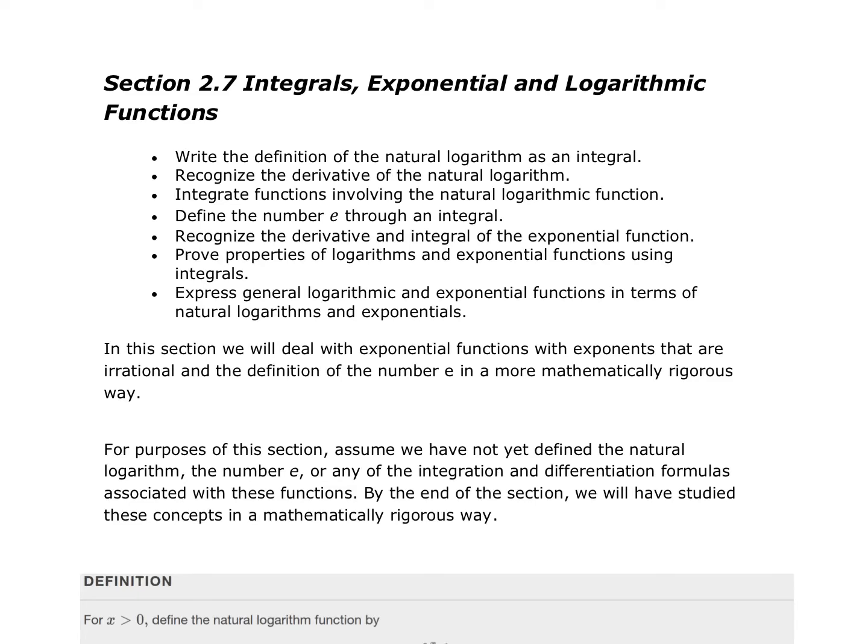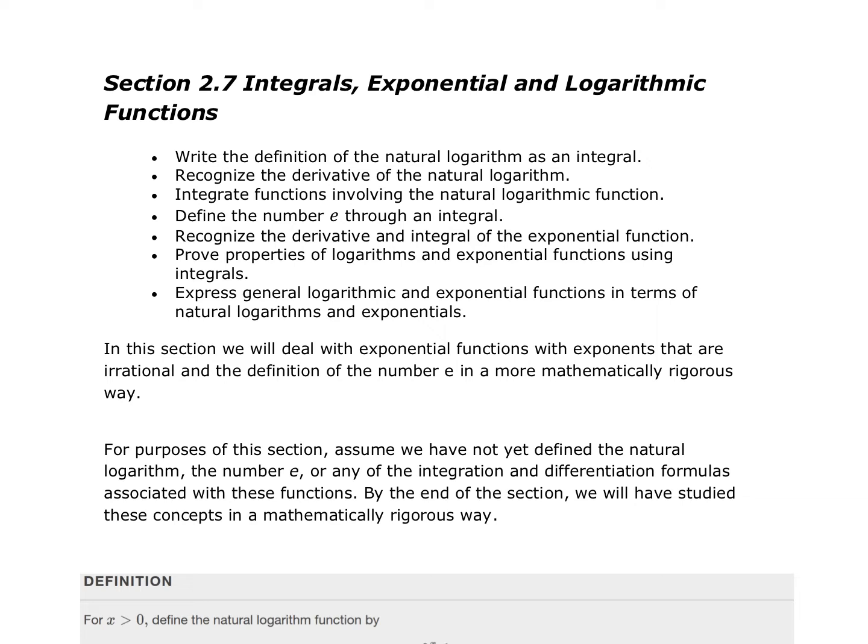In this video, we're going to explore the integrals, exponential, and logarithmic functions. We're going to write the definition of a natural log as an integral. We're going to recognize the derivative of the natural log. We did that in one of our previous videos, but we're just going to review some of it again, and some of it may be new.